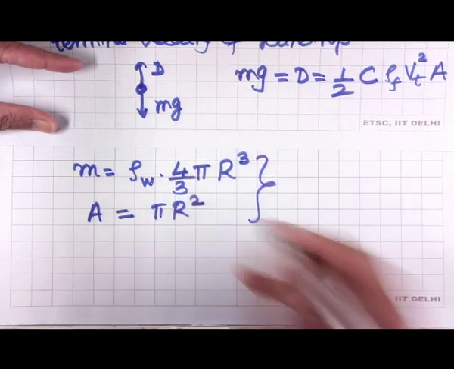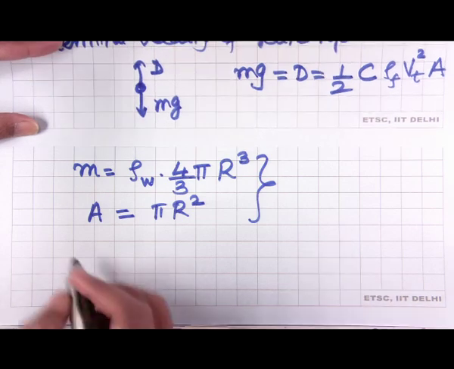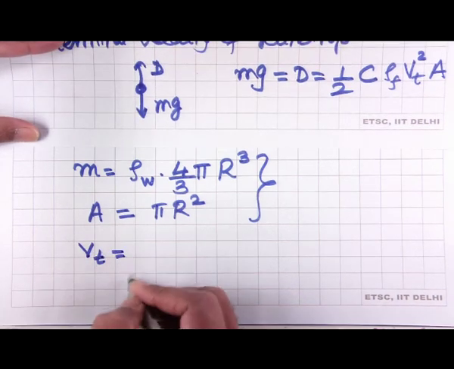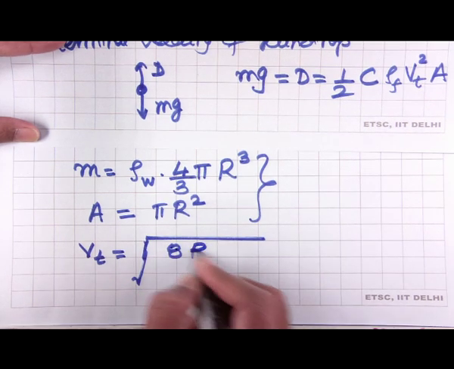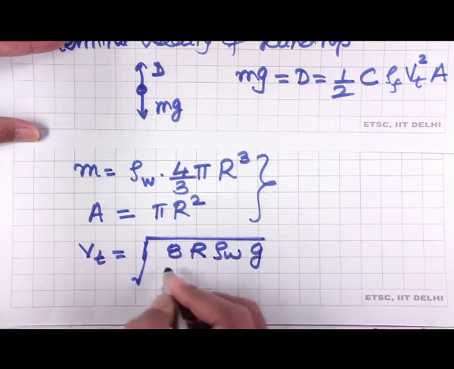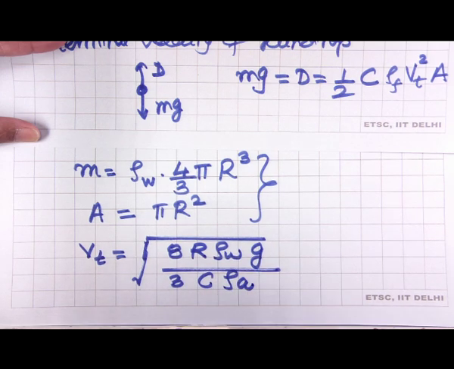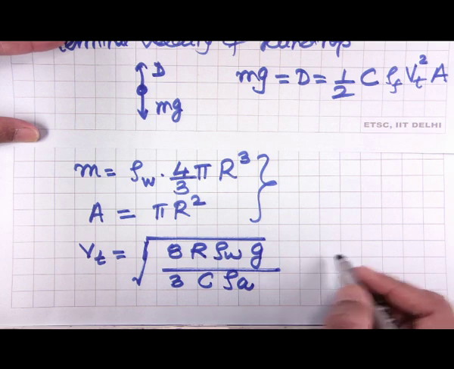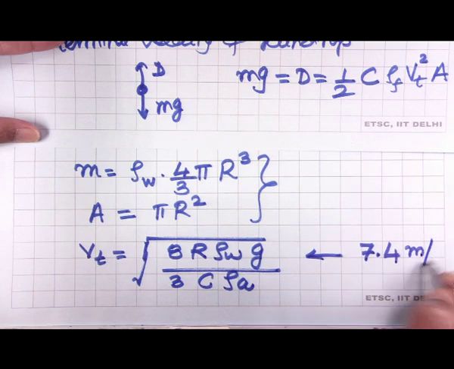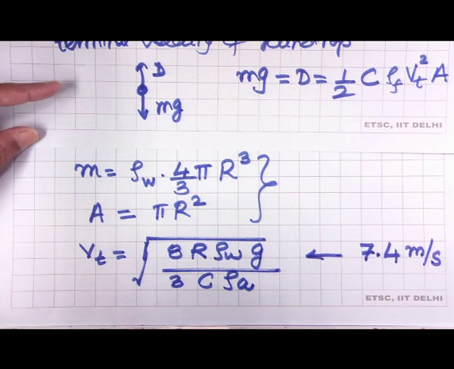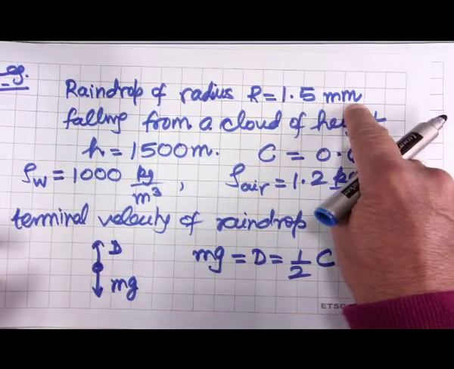When we put both of these in the expression for mg, we get Vt is equal to square root of 8 r rho water g divided by 3 times C times rho air, and putting in these numbers, this velocity will be equal to 7.4 meters per second. We will put everything in SI units, that means we have to convert 1.5 millimeters to meters.